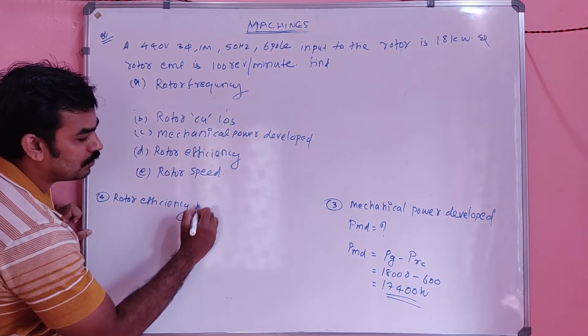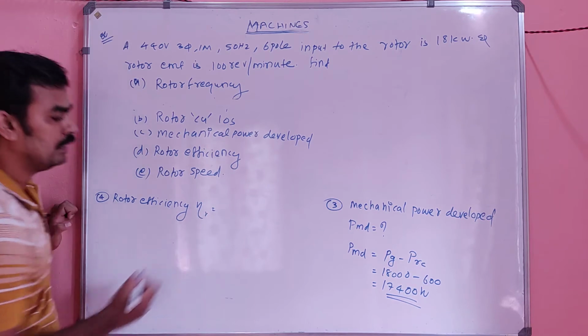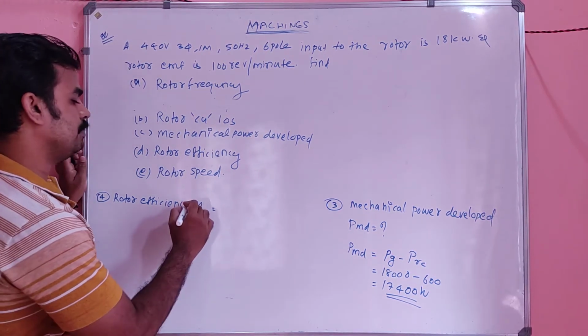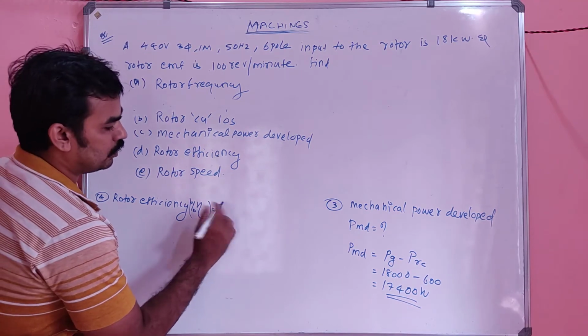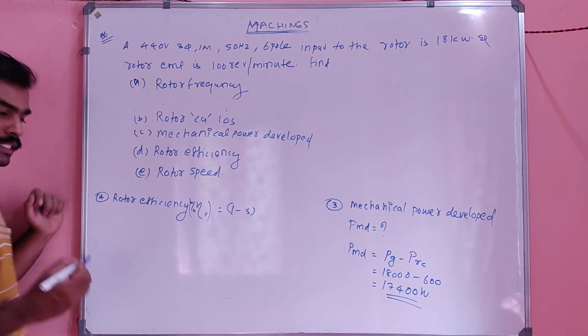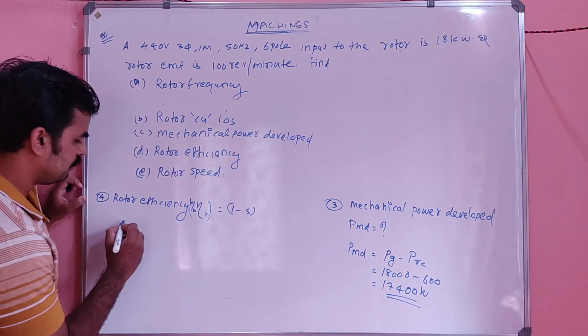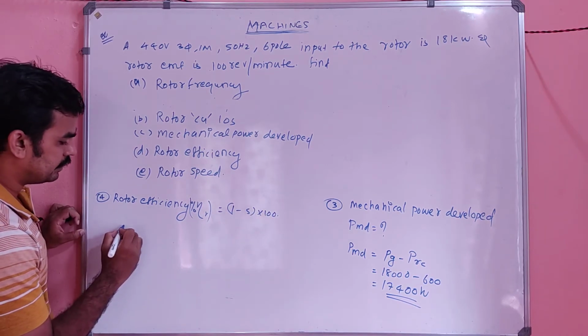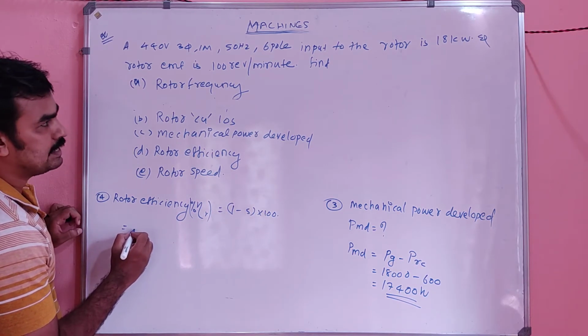So what is the equation for rotor efficiency? Percentage efficiency of rotor will be equal to what? 1 minus S, correct? Approximate efficiency is 1 minus S, into 100, correct? So what is S?